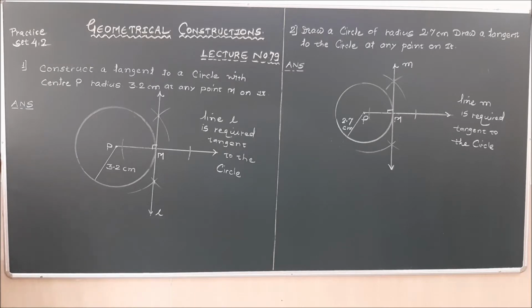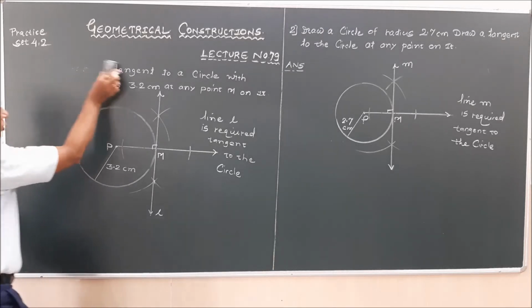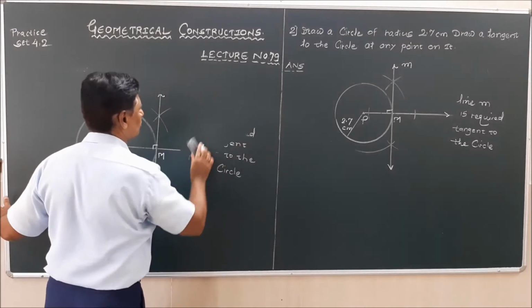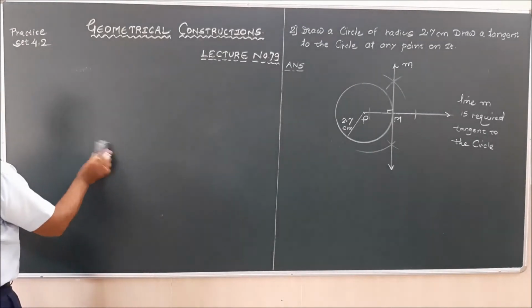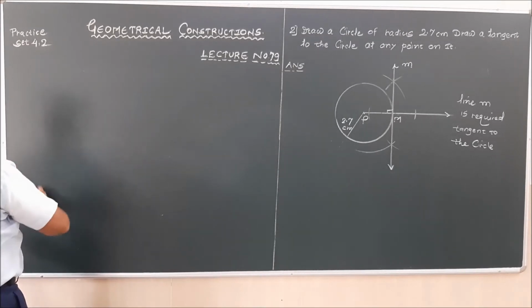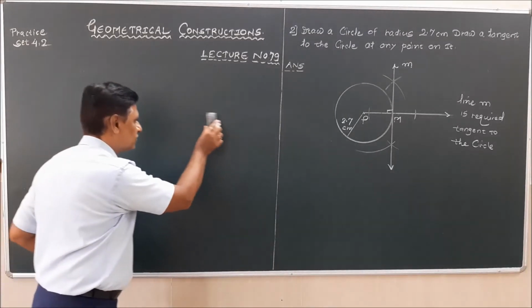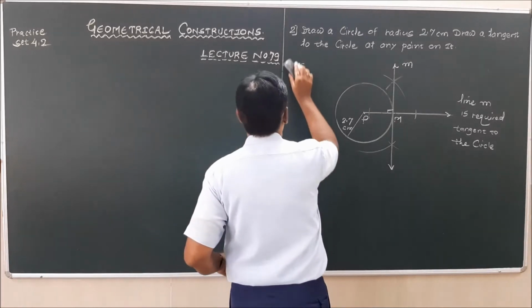Very simple. The weightage is only 2 marks, so there is no need to draw a rough sketch at all for this question. Okay, so this is how, dear students, we finished the first 2 questions.